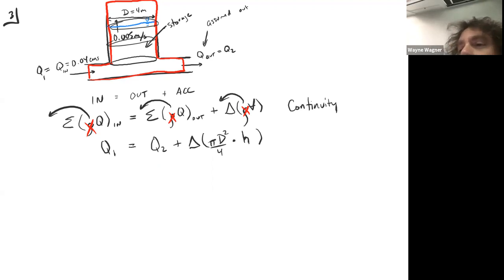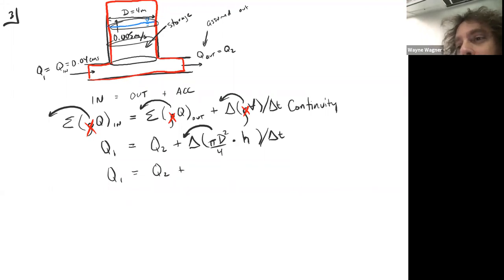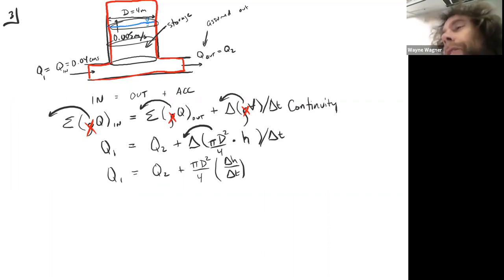And again, this area is constant, so it can come out here. Oh, wait, I forgot, this is delta mass over delta T. Sorry, I forgot about that. So this is delta T. Okay, so then our equation becomes Q1, which we know, equals Q2, which we're looking for, plus pi d squared over 4, which we know, times delta H over delta T. In this case, I'm just going to write delta H over delta T over here. Well, that equals dH/dt.